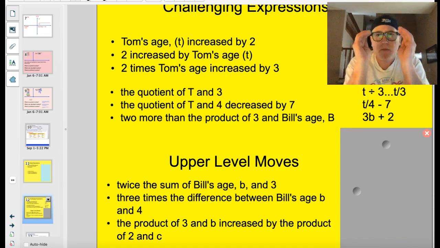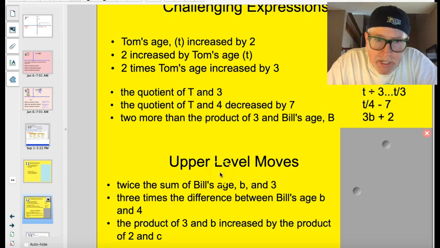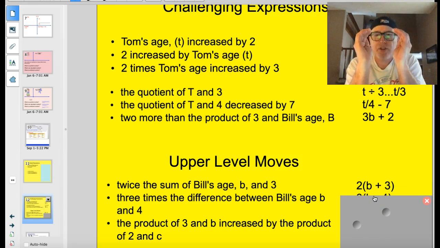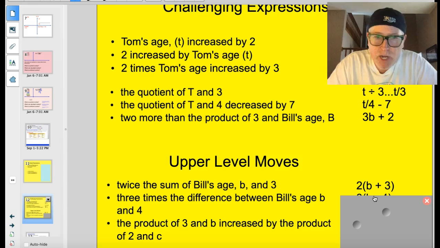These are the ones I was talking about with the parentheses. Twice the sum of Bill's age, B, and 3. Here it is. Twice the sum of Bill's age and 3. So it's just 2 times that.